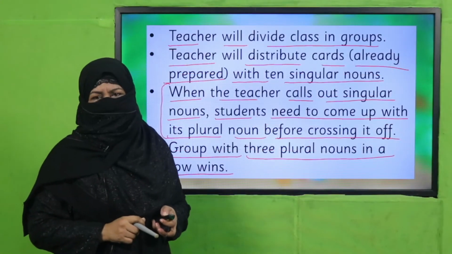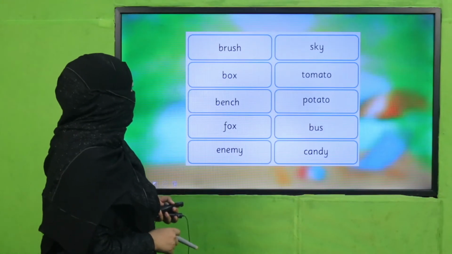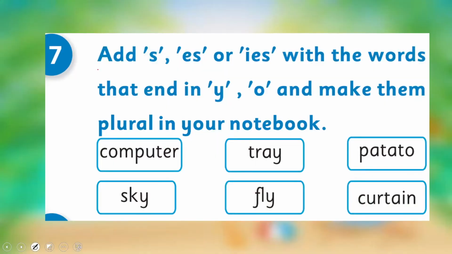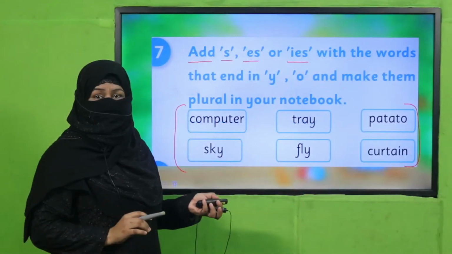Yes, my dear children, are you done with it? Good job. Now it's time to practice it from your book. What you have to do is add S, E-S, or I-E-S to these words. So it's a mixed type of noun given to you. You have to find out how to make it plural and then write it plural. So pause the video and complete this task in your notebooks.